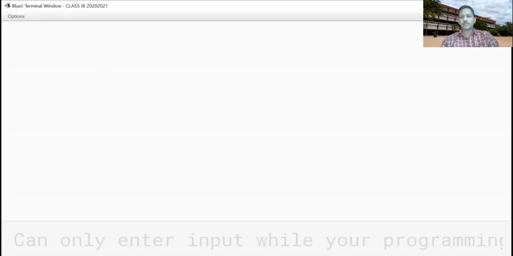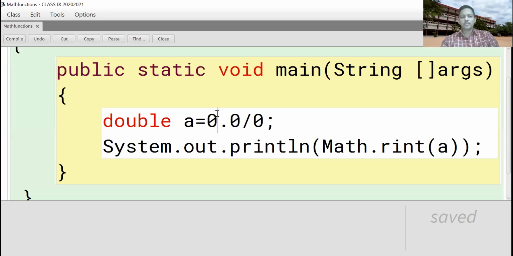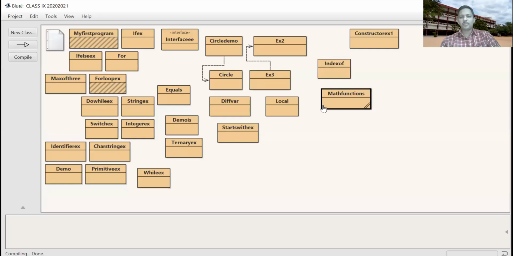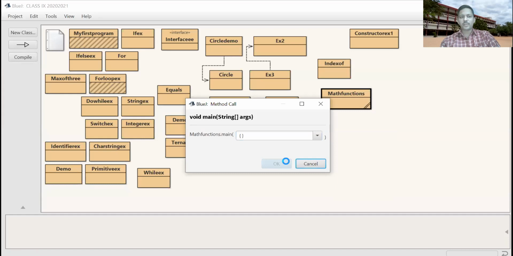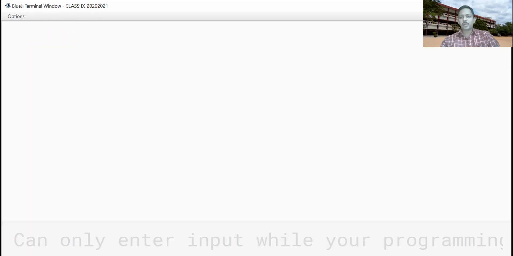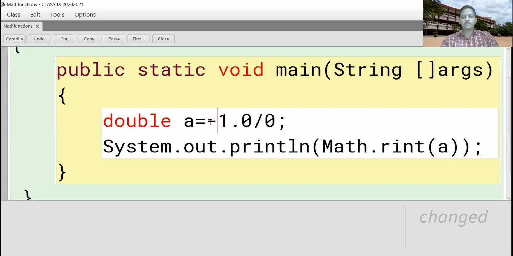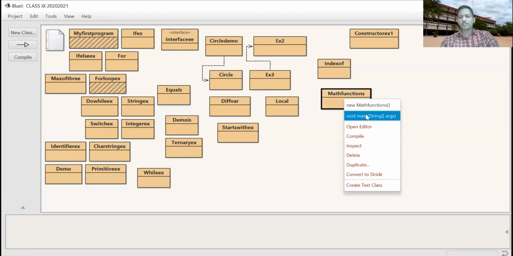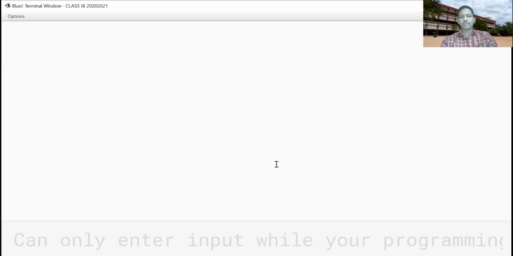Next, if the given argument is positive infinity, then your output is infinity only. Whereas in round, long max value. If the given argument is negative infinity, then output is negative infinity. There, in round function, output is long minimum value. So round and rint, don't confuse.